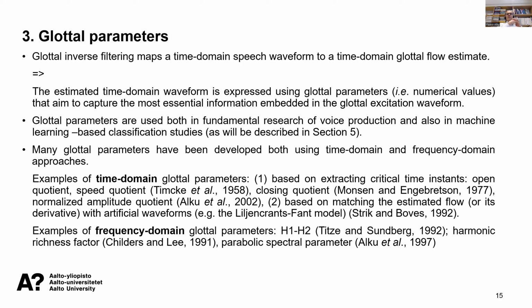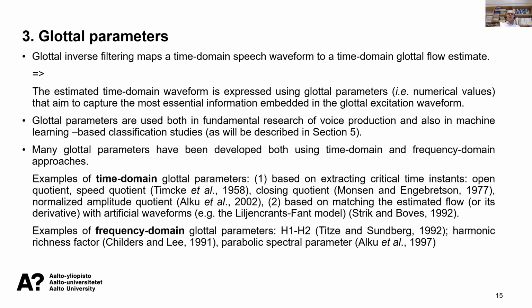So we now know something about the inverse filtering. There are different methods. Some of them are automatic, some of them not, and so forth. Then we end up having lots of estimated time domain waveforms. So now we need to select key numerical values to extract the best possible information out of these waveforms. These values can then be used in ordinary, let's say, fundamental research, or they can be used together with machine learning for biomarking applications.